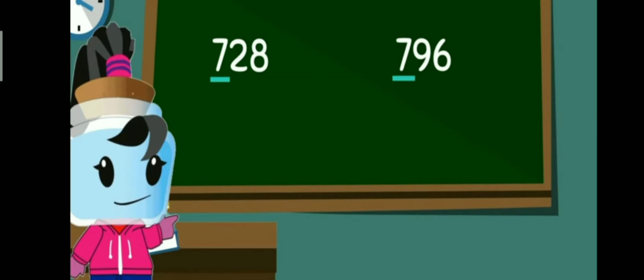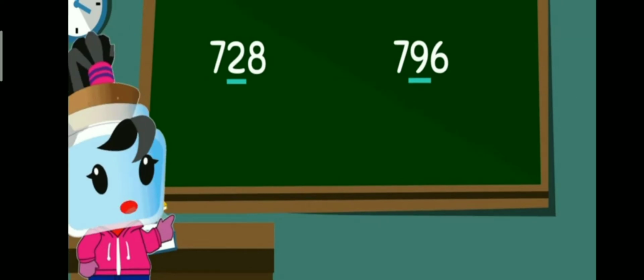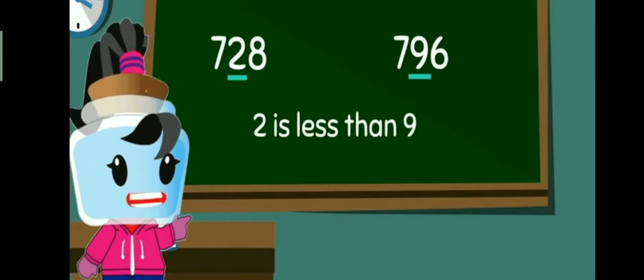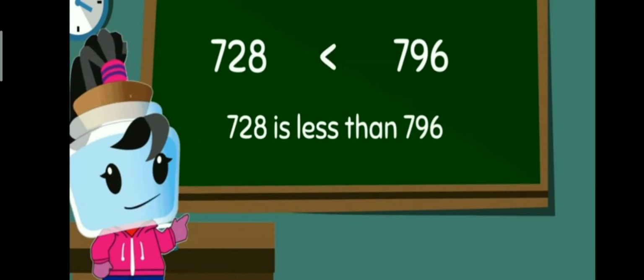Now, we will compare the digits at tens place. That is 2 and 9. Students, 2 is less than or greater than 9? Yes, you are right. 2 is less than 9. So it means that 728 is less than 796. I hope you have understood how to compare the numbers.